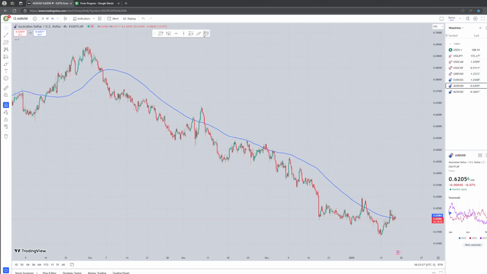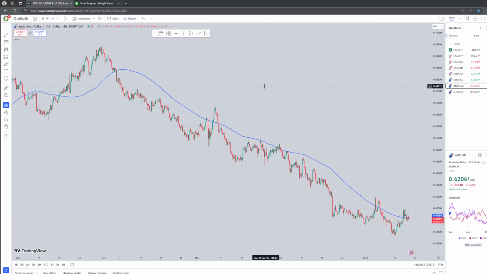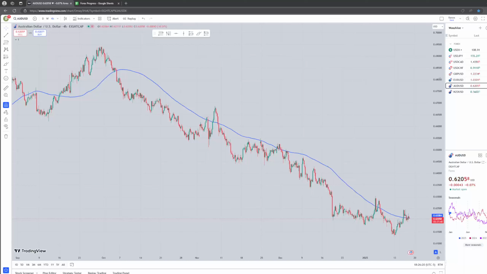When the leg size is just too small like this, it's likely to be taken out on the next retracement, then return into the original trend. So we don't need to try our luck here. So Aussie trend is down, leg size is too small, our decision is to wait.